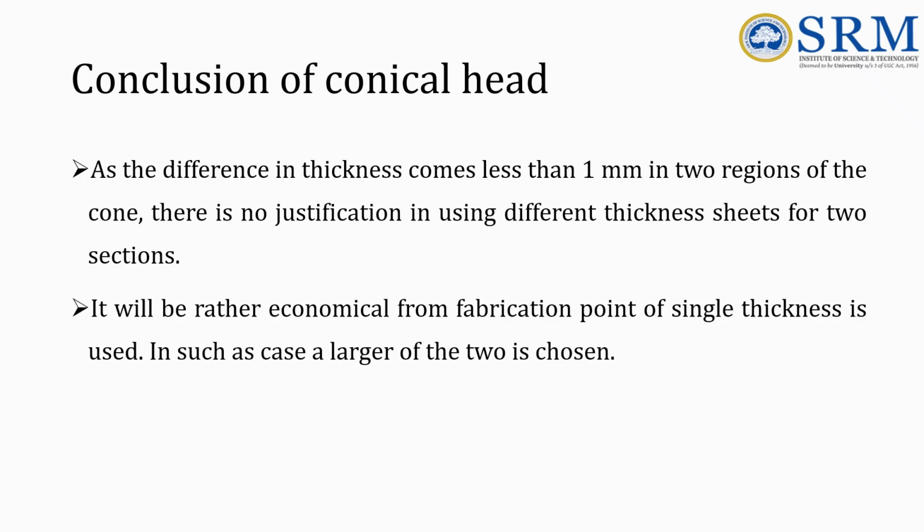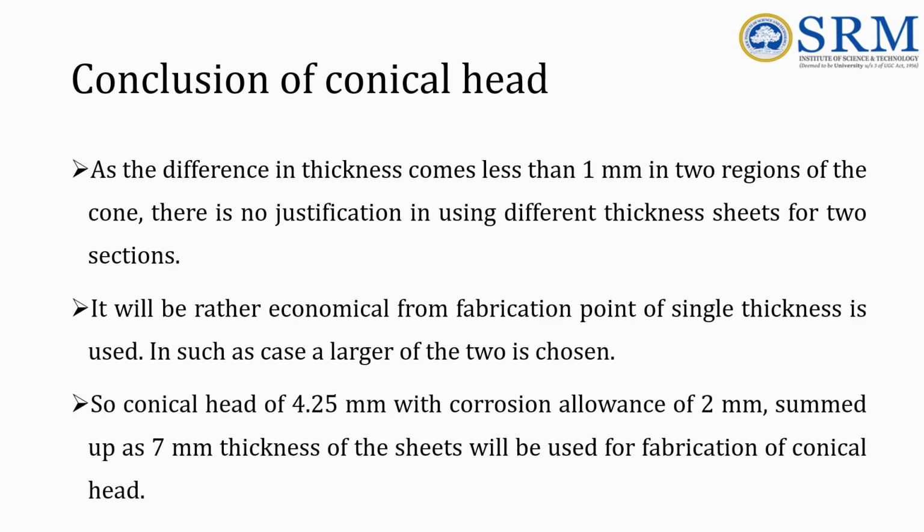It will be recommended, or it will be more economical from the fabrication point of view, to use a single thickness, and the larger of the two is chosen. So the conical head of 4.25 mm with corrosion allowance of 2 mm, summed up to 7 mm thickness, can be used for the fabrication of the conical head.